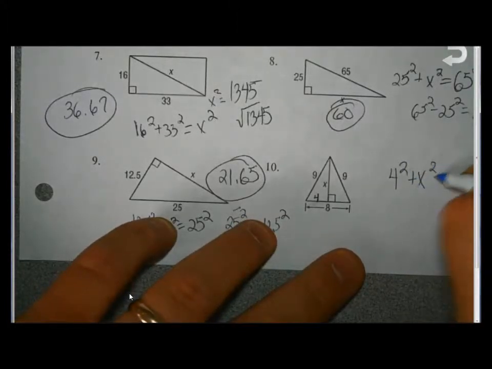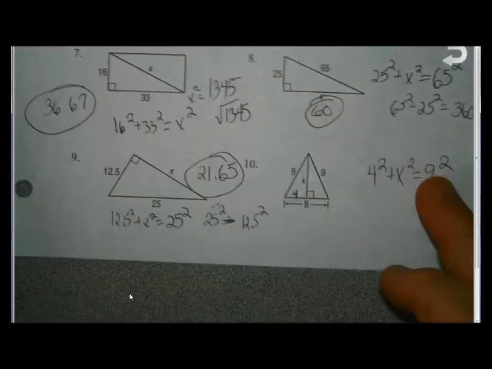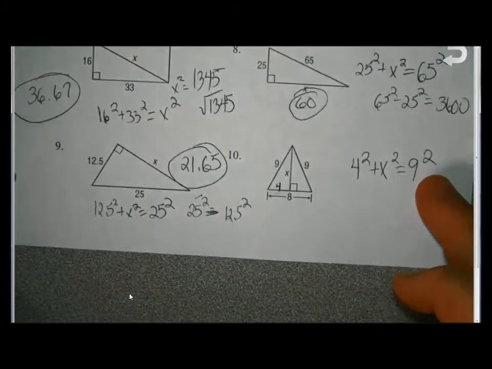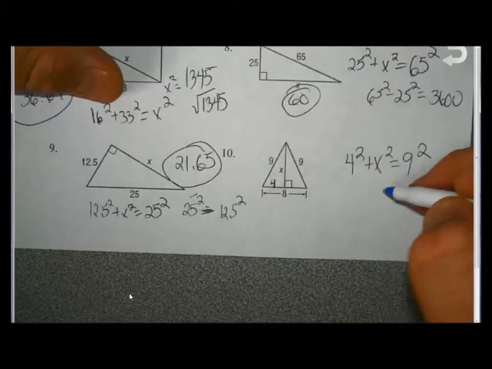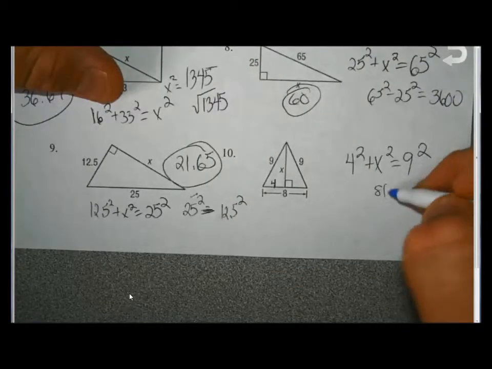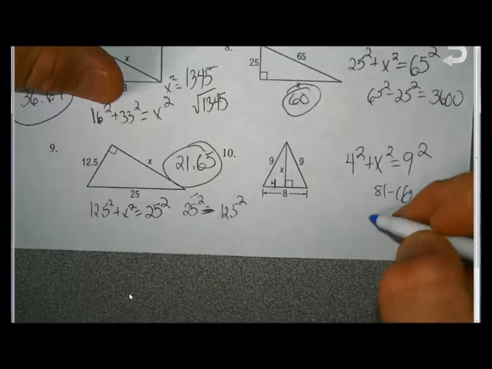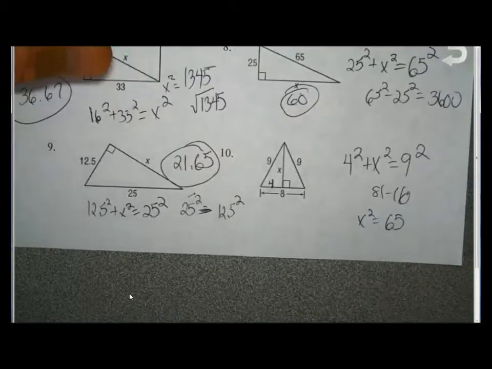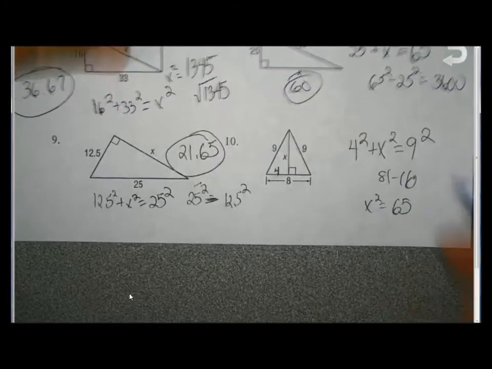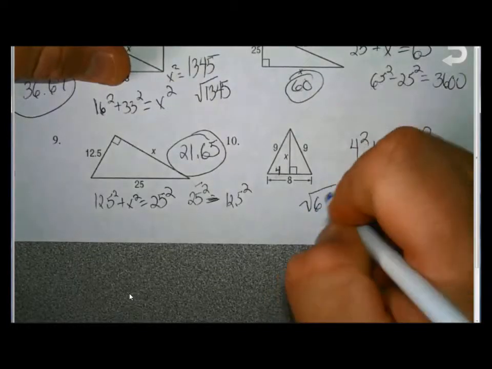4 squared plus x squared equals 9 squared. And so what do I have to do with these two things, Chandler? Okay, so 81 minus 16. X squared is equal to 65. Does that square root reduce? No. So square root of 65.